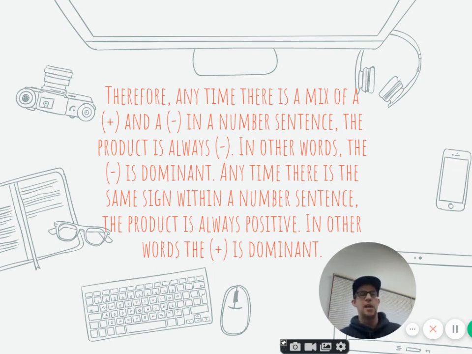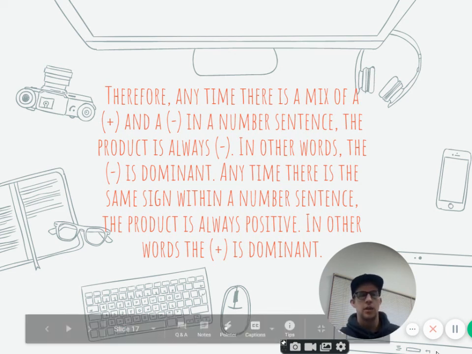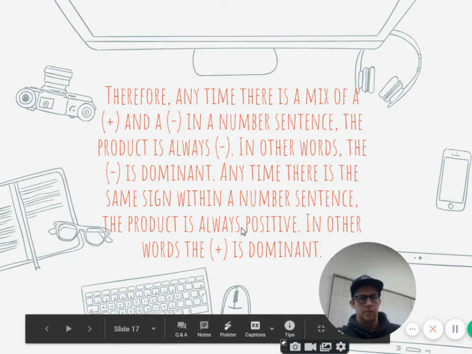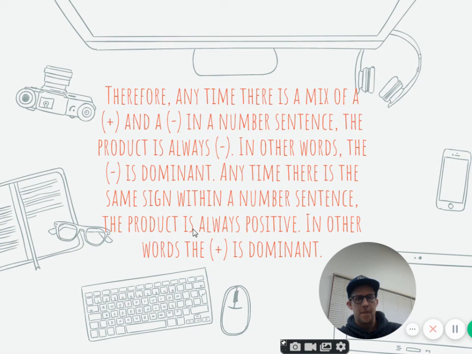Anytime that there is the same sign in a number sentence, the product is always positive. In other words, the positive is dominant. So if there's two negative signs, then that's going to become positive. If there's two positive signs, then the positive is dominant.